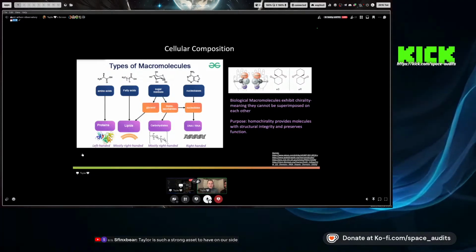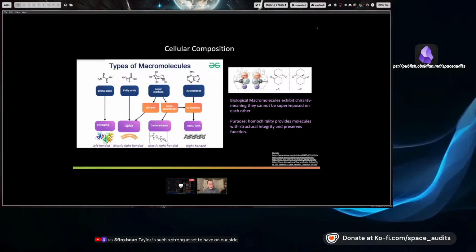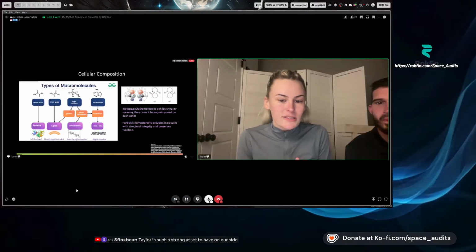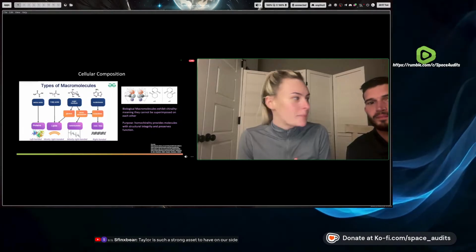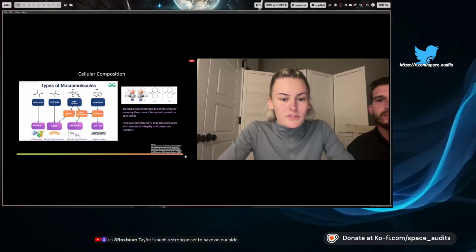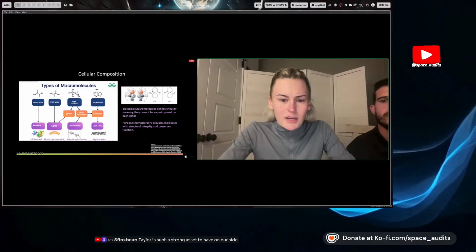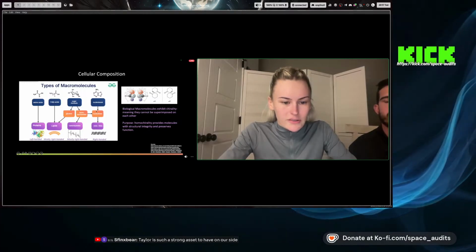So basically, cells have these 4 macromolecules. We have the proteins, lipids, carbohydrates, and DNA and RNA. So proteins are made up of amino acids, lipids are made up of fatty acids, carbohydrates are made up of sugars, and then DNA and RNA is made up of nucleobases or nucleotides.